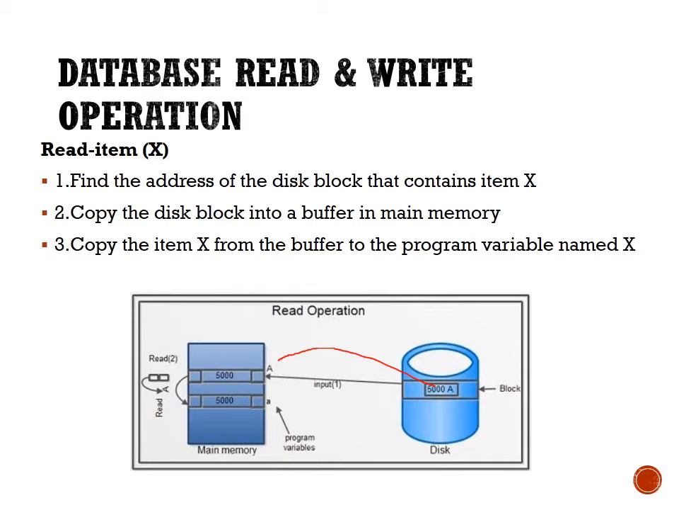So in order to read an item X from the database, first you have to find the address of the disk block that contains X. Here X means A. So first you have to find the address of A within the disk. Then you have to copy this block into the main memory.